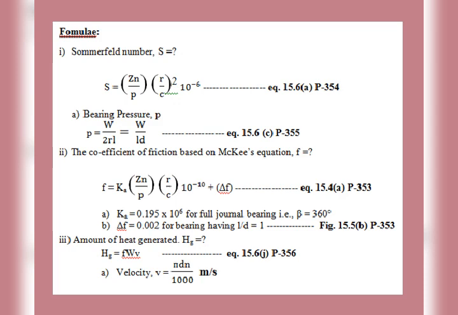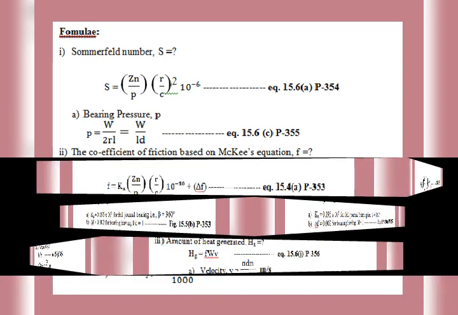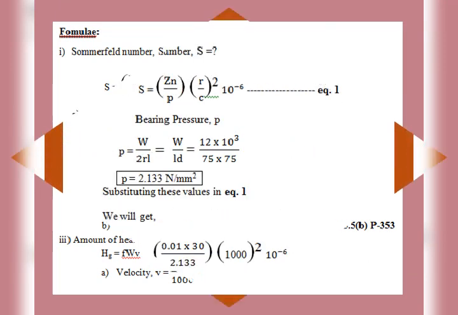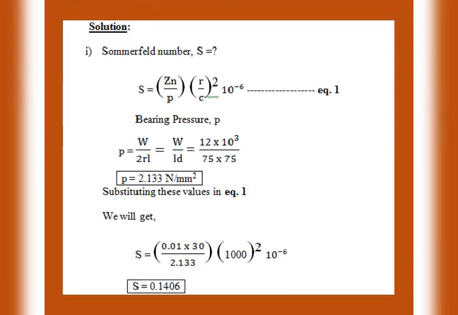This he has given in figure 15.5b, page number 353. And for the last unknown, that is amount of heat generated H suffix g is equal to question mark. For that, this is a familiar equation, Hg is equal to F into W into V, that is equation number 15.6j, page number 356. And here velocity we need to find, velocity V is equal to pi dn by 1000 in terms of meter per second. These are all the various equations that are required for the solution.